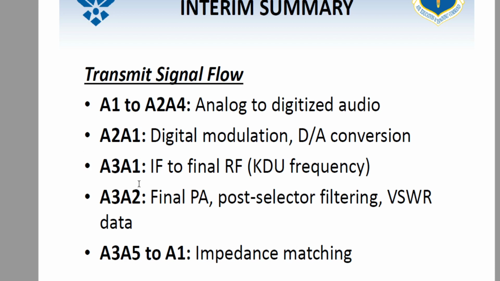Yep, digital analog. And then we have A through A1, IF to the final RF, that's the KDU frequencies. That's the frequency we're actually going to transmit, 1.6 to 59.999 megahertz, which is the frequency range for what? Yeah, the 150C, the RT1694 Delta.